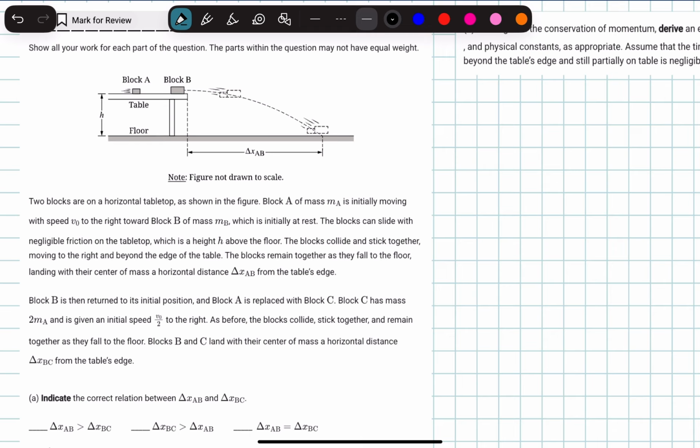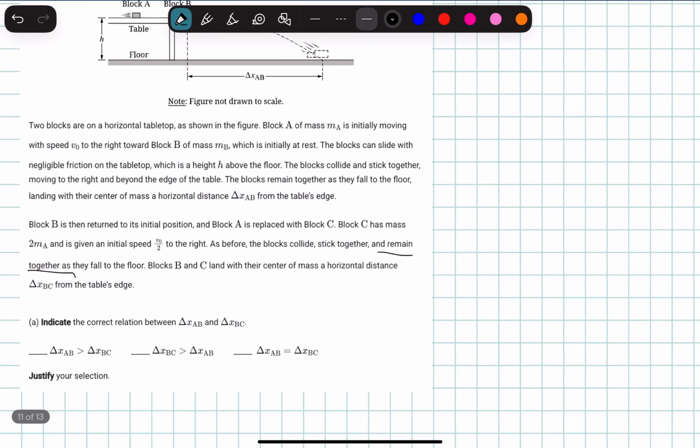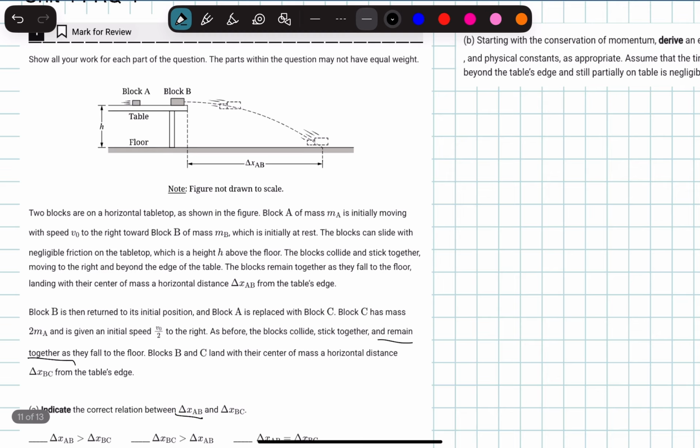Block B is then returned to its initial position, and block A is replaced with block C. Block C has a mass of 2MA and is given an initial speed of V initial divided by 2 to the right. As a result, the blocks collide and remain together as they fall to the floor. Blocks B and C land with their center of mass a horizontal distance delta x BC from the table's edge. Indicate the correct relationship between delta x AB and delta x BC.